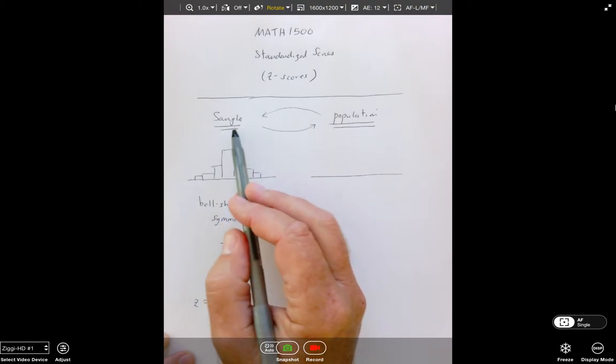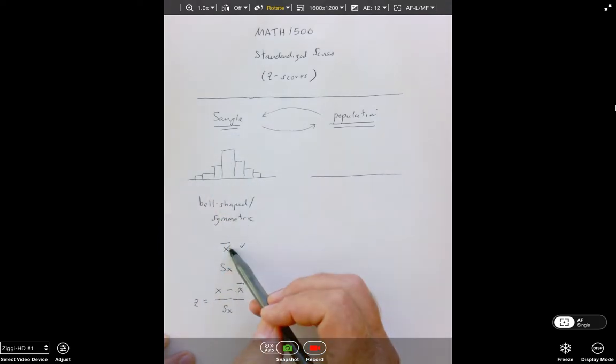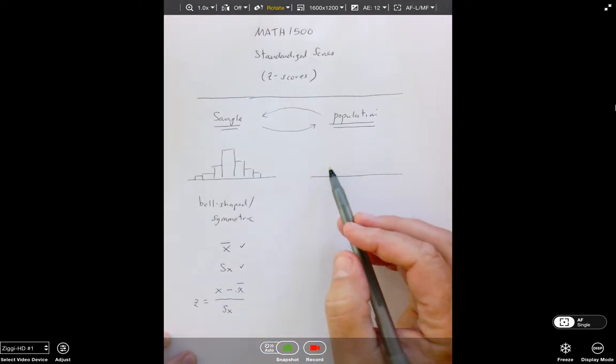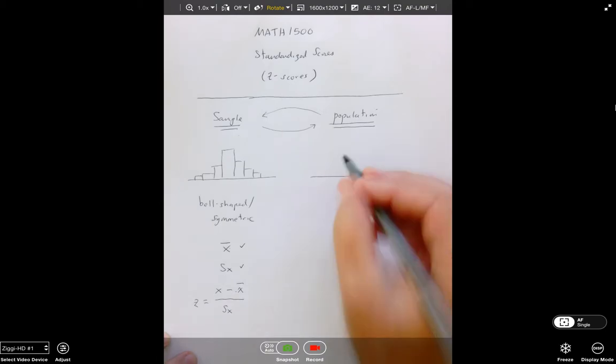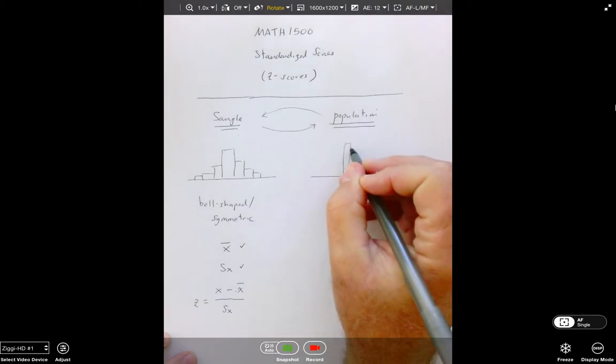If we want to go out and get a sample of 1,000 college students in the state of Ohio and give them an IQ test, for example, or an ACT test, we can do that. Create a histogram. We can get the mean for the sample. We can get the standard deviation for the sample, and we can calculate a z-score for any particular person in our sample.